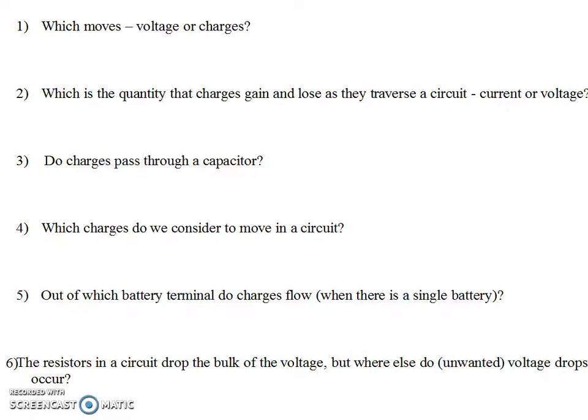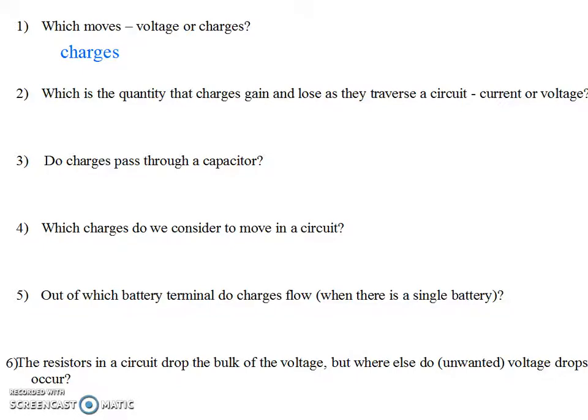Okay, so we're just going to be going through a lot of concepts here, starting with number 1, which moves, voltage or charges? Hopefully, of course, you said it is the charges that move. If we go back to our ski resort analogy, the charges represent the skiers, right? The skiers move, so the charges move. And voltage, remember, that's like a difference in height. That's like the mountain itself. If you go back to our analogy, the mountain doesn't move. And so I really just want to make sure we're using our vocabulary correctly.